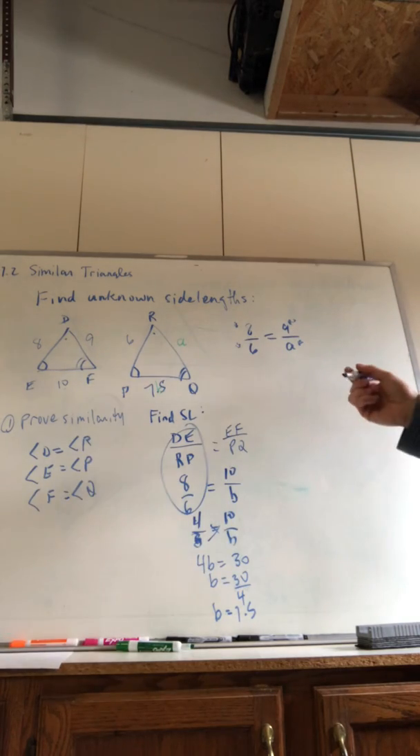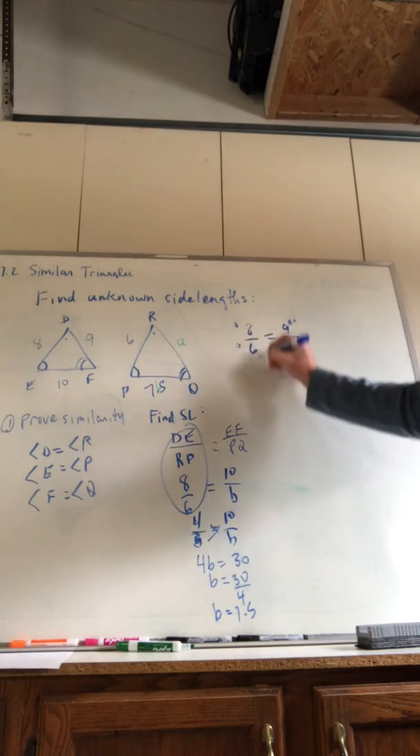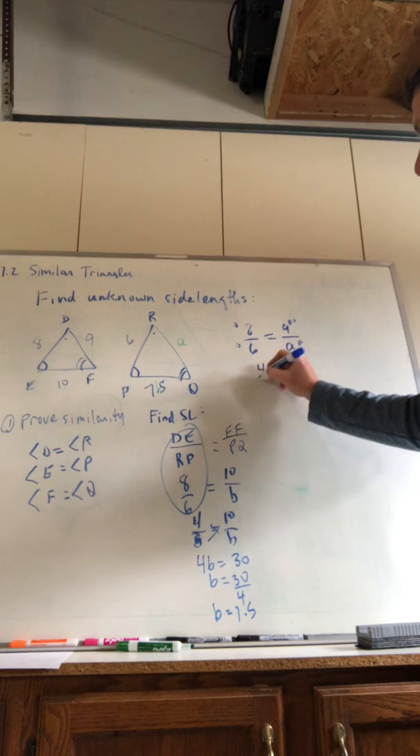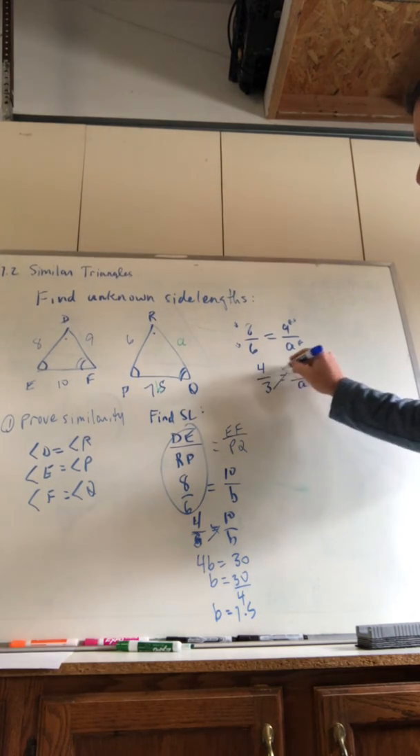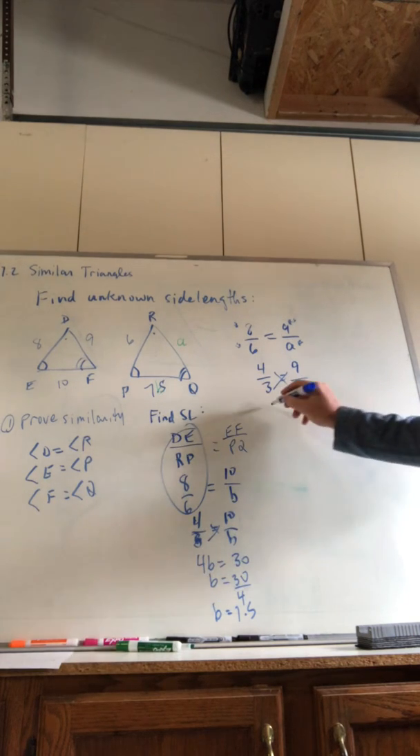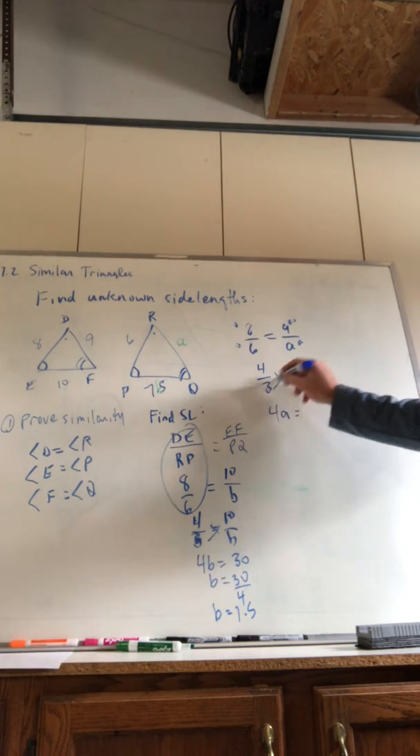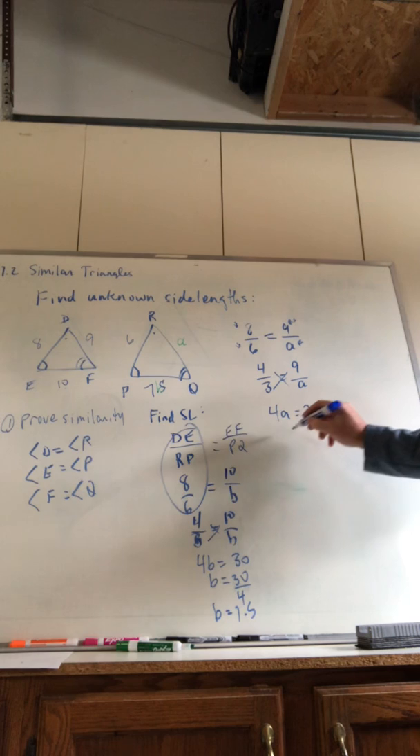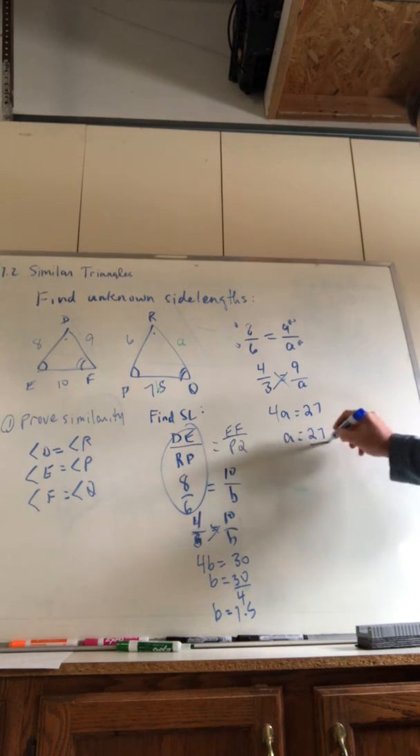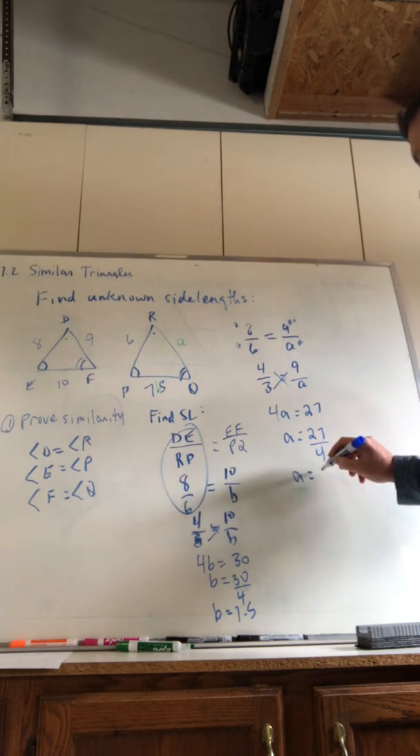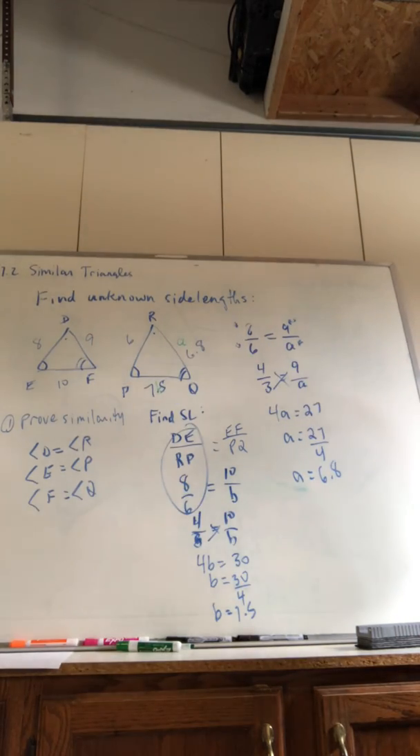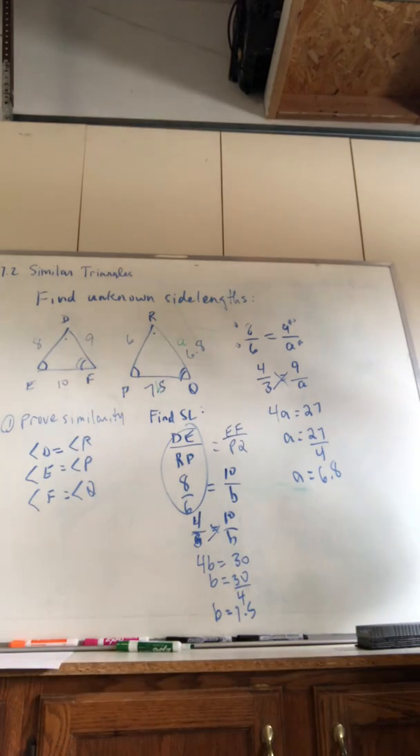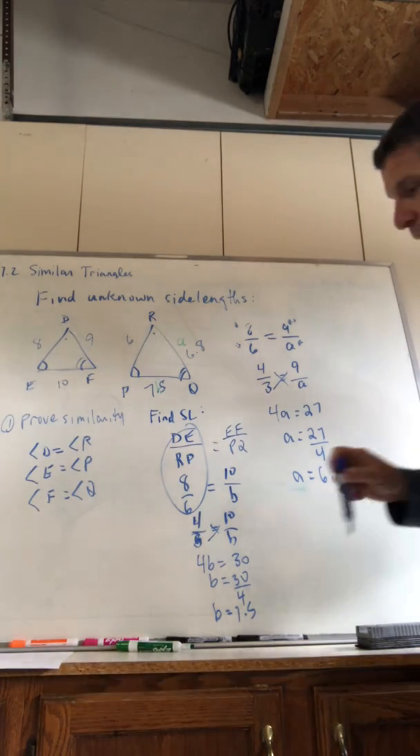So making sure everything is set up properly. Once again, I'm going to put 8 over 6 in the lowest terms. Probably should have just done that right off the bat. And cross multiply: 4 times A is 4A, 3 times 9 is 27. A would be 27 divided by 4, and we get 6.8, I believe. So using our proportional statements, we can determine the side lengths of the missing sides. So that is that.